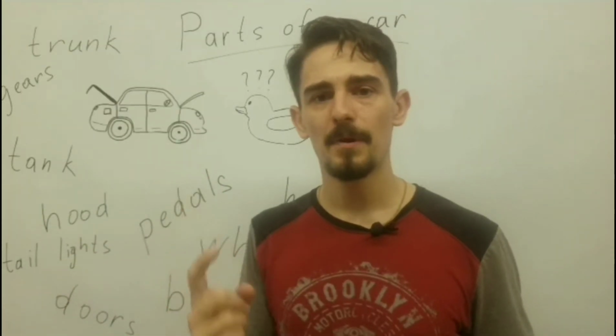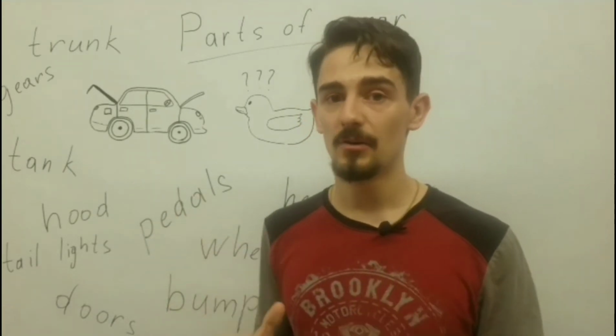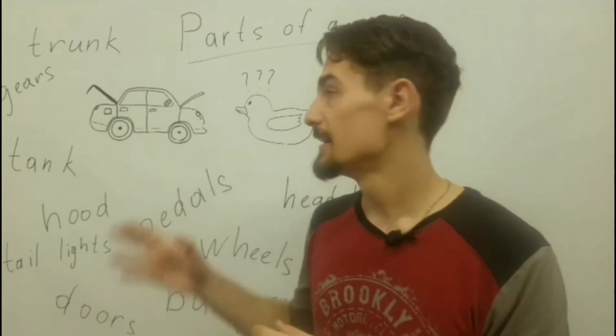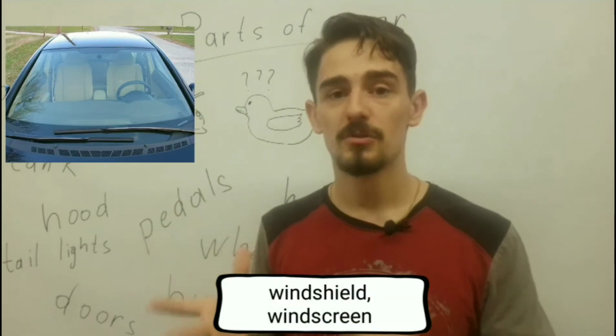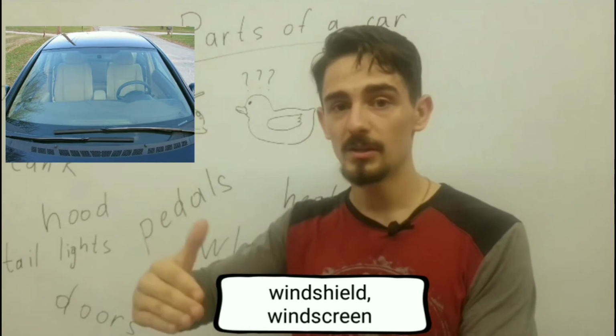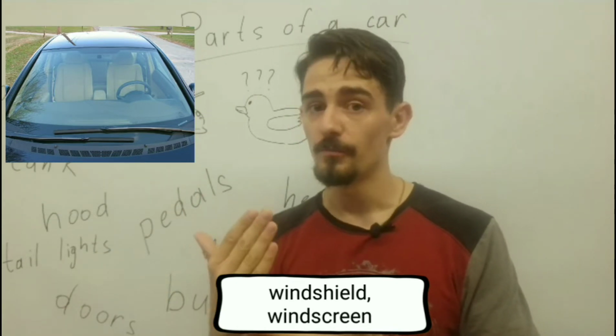Now guys, let's move a little up, and that's the last thing we're going to take a look at on the outer part of a car. That's the windshield, or the windscreen. So the windshield is the front window that protects you from anything that comes from the front of you, right?